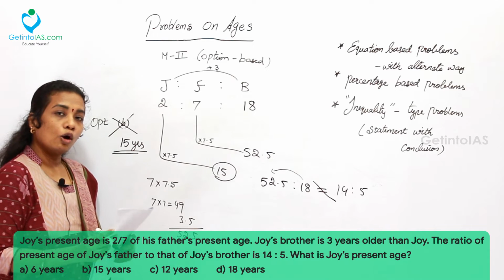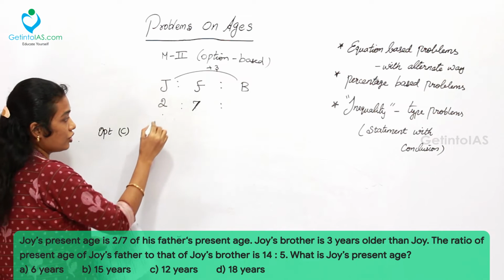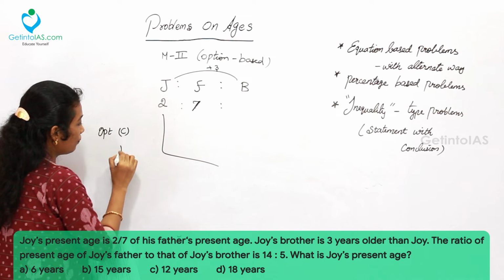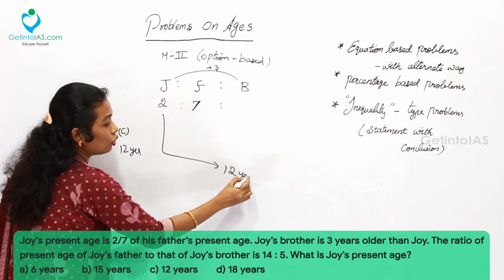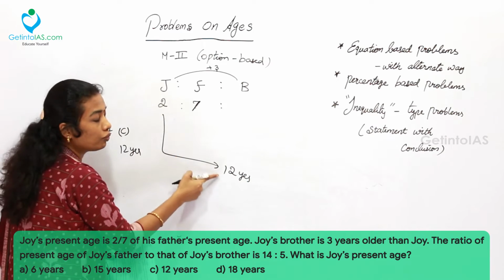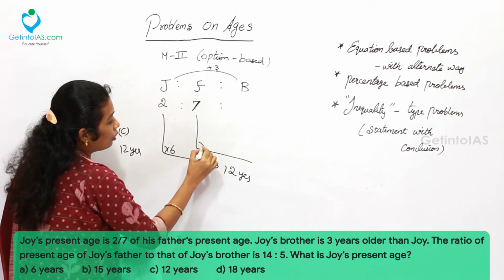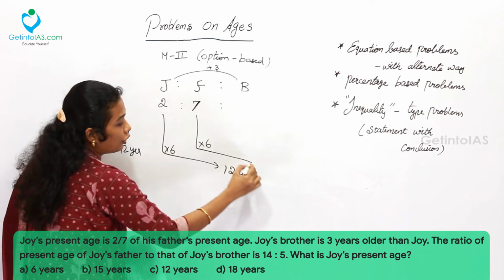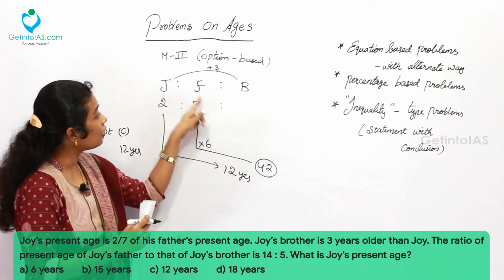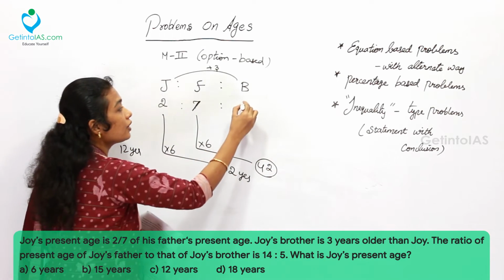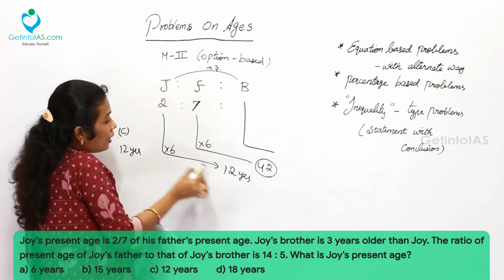Next, moving with option C. Option C says that Joy's age is 12. So 12 years is allotted to Joy to check that. 2 into what is 12? Into 6. Then 7 into the same, 7 into 6, which is 42. 42 is to be considered as the age of father. Then what is the age of brother? Joy plus 3, right? So Joy's is 12.